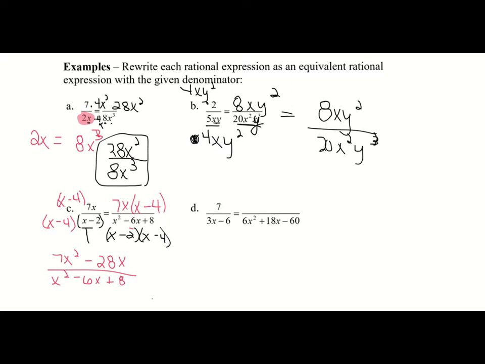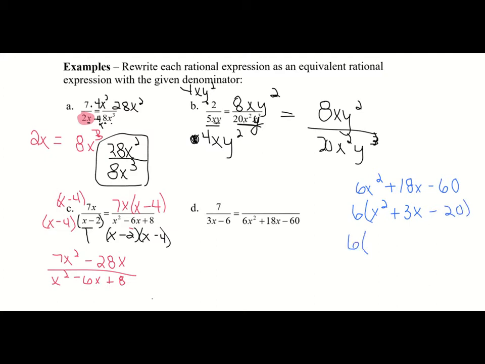Okay. Now for D, we do want to go ahead and factor this denominator first so we can see what we're working with, what factors we have. I'm going to write it over here. So we have 6x squared plus 18x minus 60. I do know that I can pull out a 6. So I have a 6, and that's going to make it x squared plus 3x minus 20.